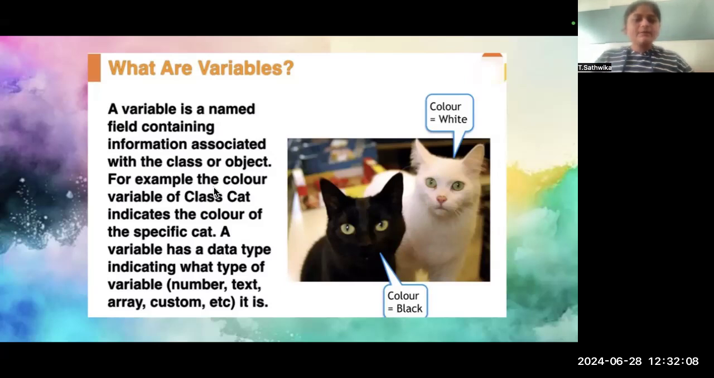For example, the color variable of a class cat indicates the color of the specific cat. And a variable has a data type indicating what type of variable it is: number, text, array, custom, etc. So it basically differentiates the ways in which one object differs from another.